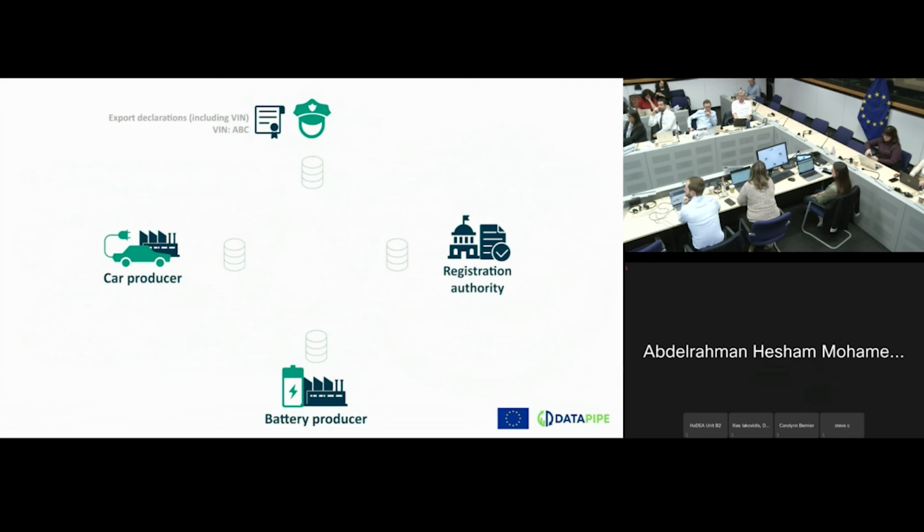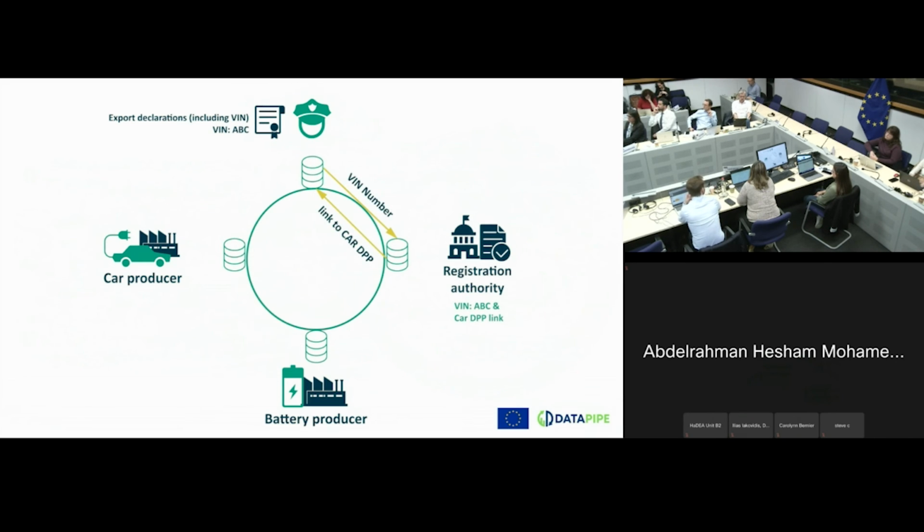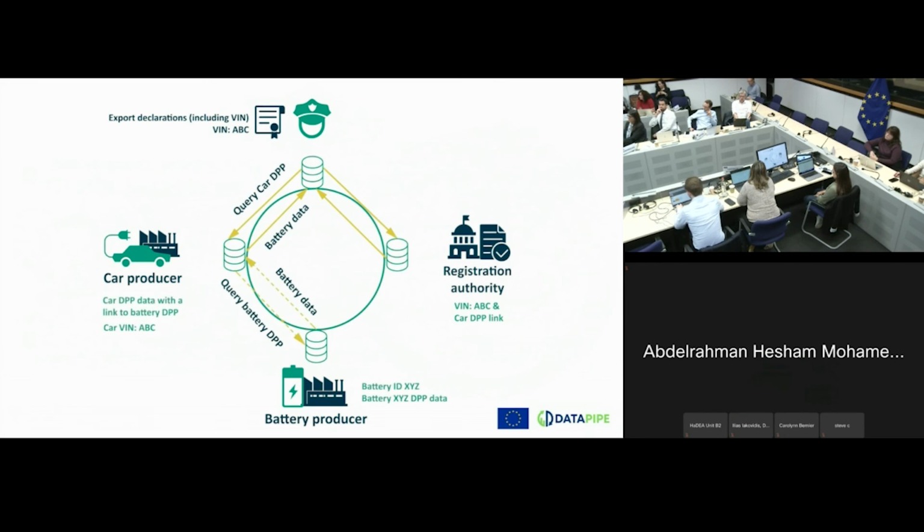Let's assume that there is a data sharing system through which customs can request the data it needs. As a first step, customs uses the vehicle's VIN number to obtain access to the car DPP through the car registration authority. Thanks to the link to the battery DPP contained in the car DPP, customs can obtain battery data, including the state of health data. Customs then proceeds to risk analysis and decides whether or not to ban the car from export.